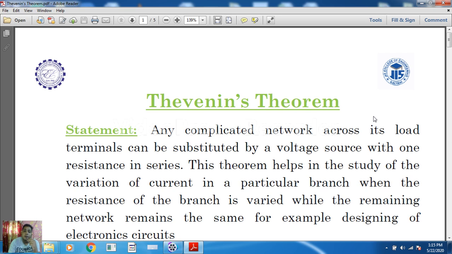Hello everyone. So today we are going to do Thevenin's theorem. This is the second topic of this particular module, the DC network theorems.